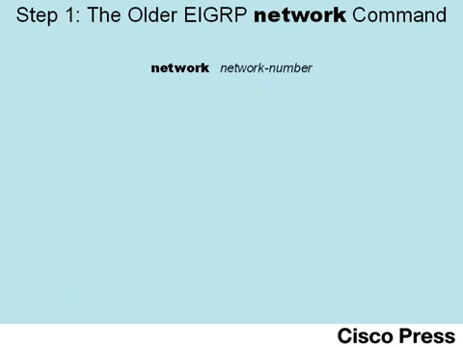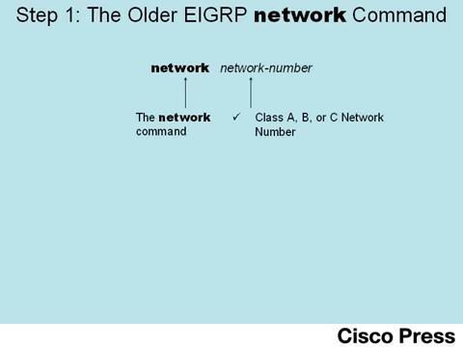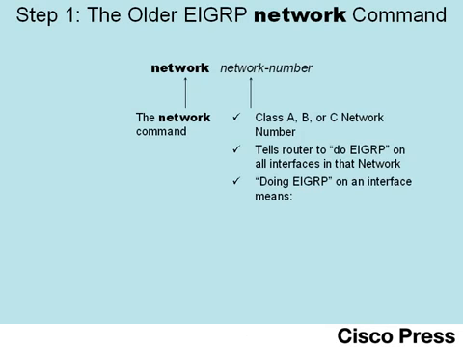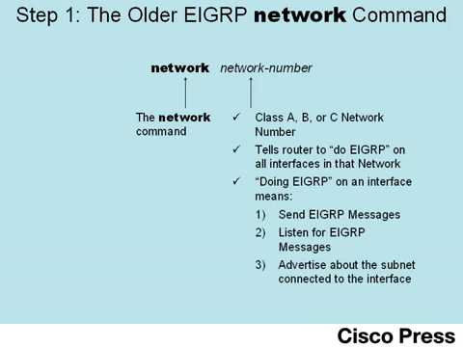To configure EIGRP in any network, you'll use the router EIGRP command followed by one or more network commands. Now the EIGRP network command has two basic styles. In the first style that you see here, there's a network command followed by a class A, B, or C network number. This network command works just like the RIP network command because it tells EIGRP to do EIGRP on every interface on that router that's in that classful A, B, or C network. Now, doing EIGRP means sending EIGRP messages out each matched interface, listening for EIGRP messages coming in that interface, and advertising about the subnet connected to each of those interfaces.